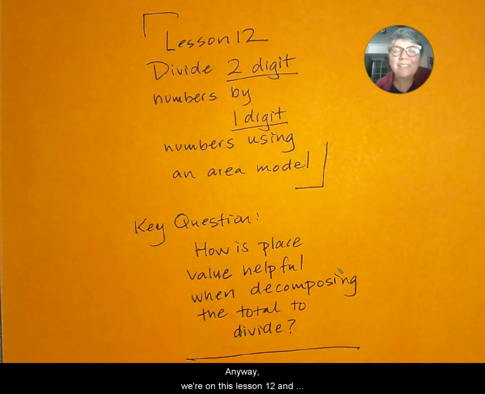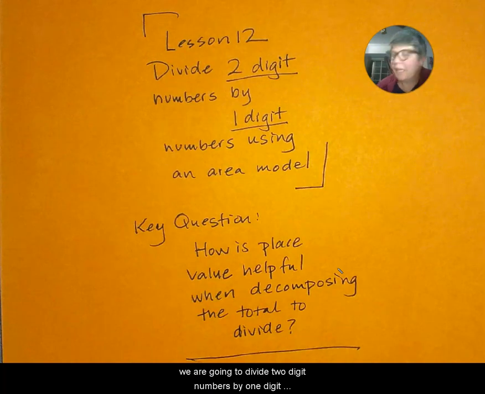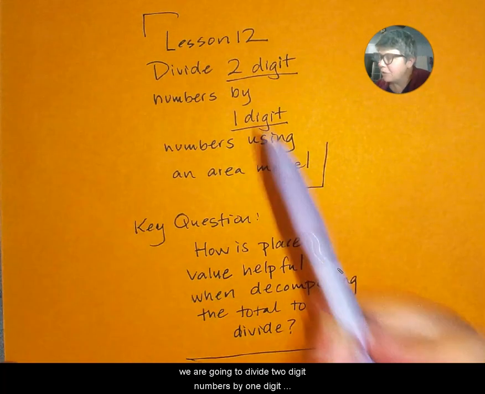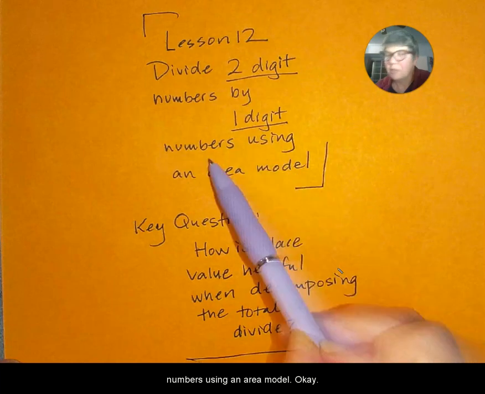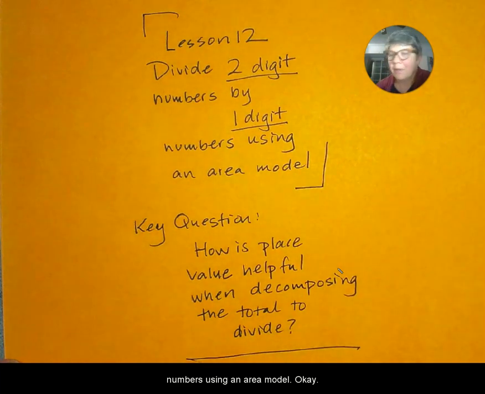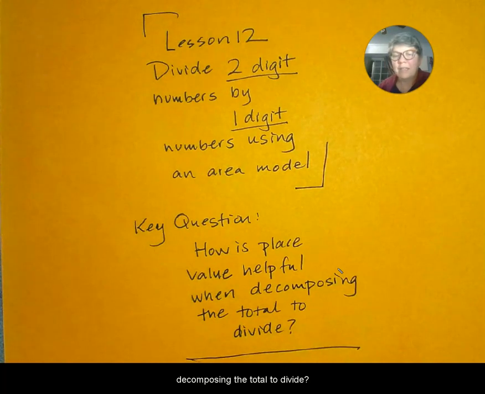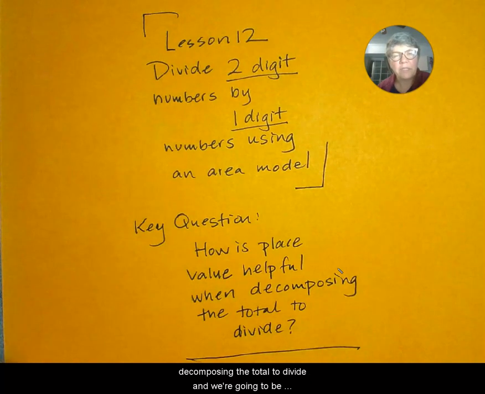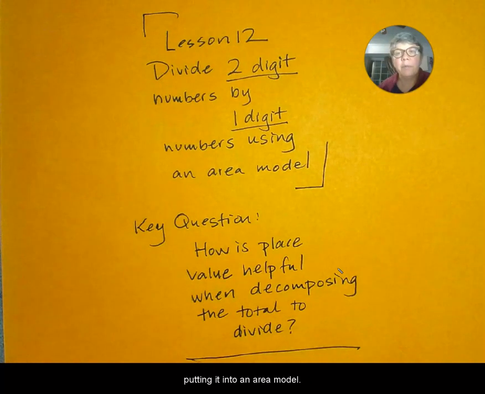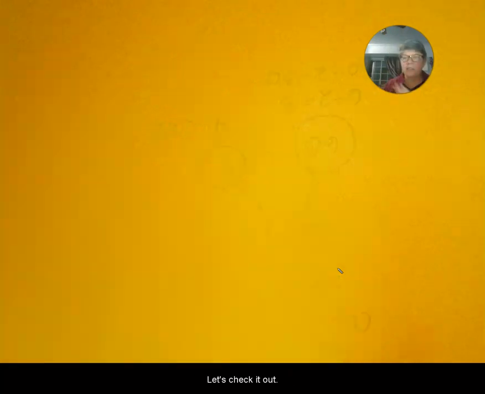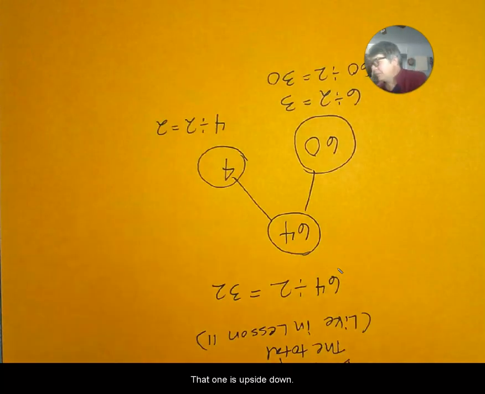Anyway, we're on lesson 12, and we are going to divide 2-digit numbers by 1-digit numbers using an area model. Our key question is, how is place value helpful when decomposing the total to divide? So we're going to be decomposing the total to divide, and we're going to be putting it into an area model. Let's check it out. Whoop, that one is upside down.